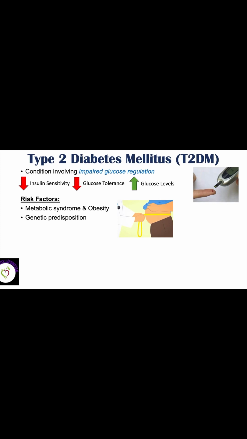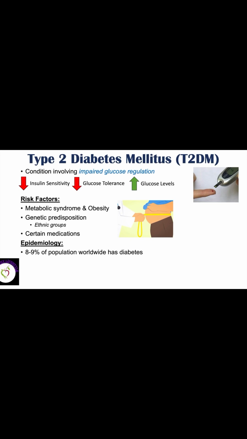The risk factors for getting type 2 diabetes include having metabolic syndrome and being overweight or obese. There are genetic predispositions for getting type 2 diabetes. So if you have a family history, for instance, if your parents have type 2 diabetes, you're more likely to get it yourself. And then certain ethnic groups are at an increased risk for getting type 2 diabetes as well. And then being on certain medications can also increase your risk for getting type 2 diabetes, and these include some antipsychotic medications.